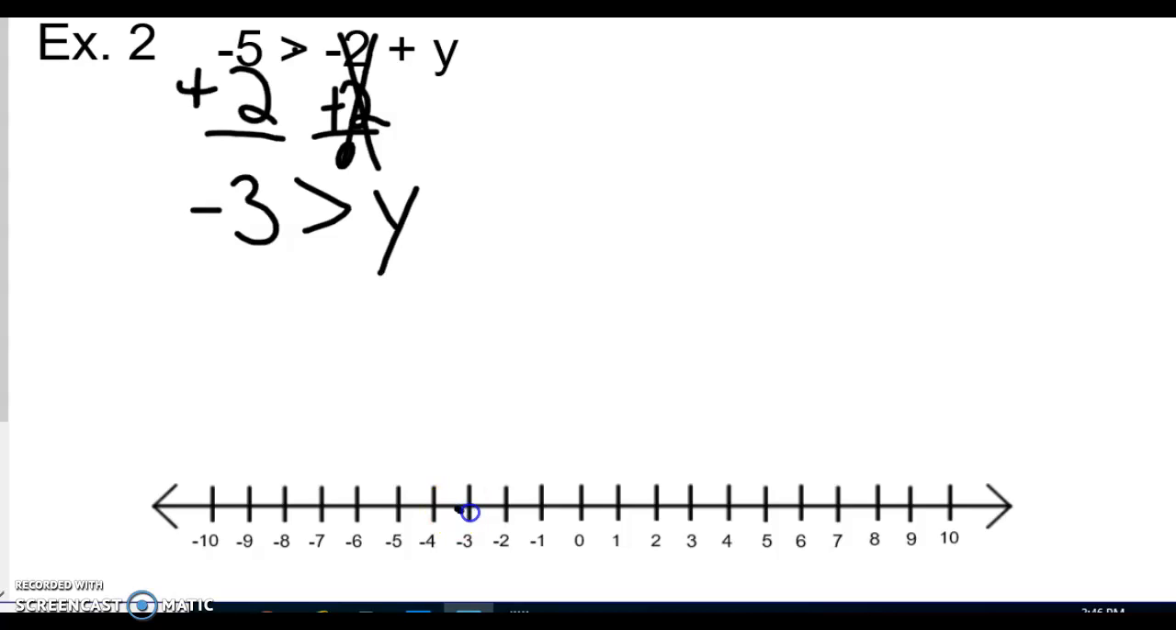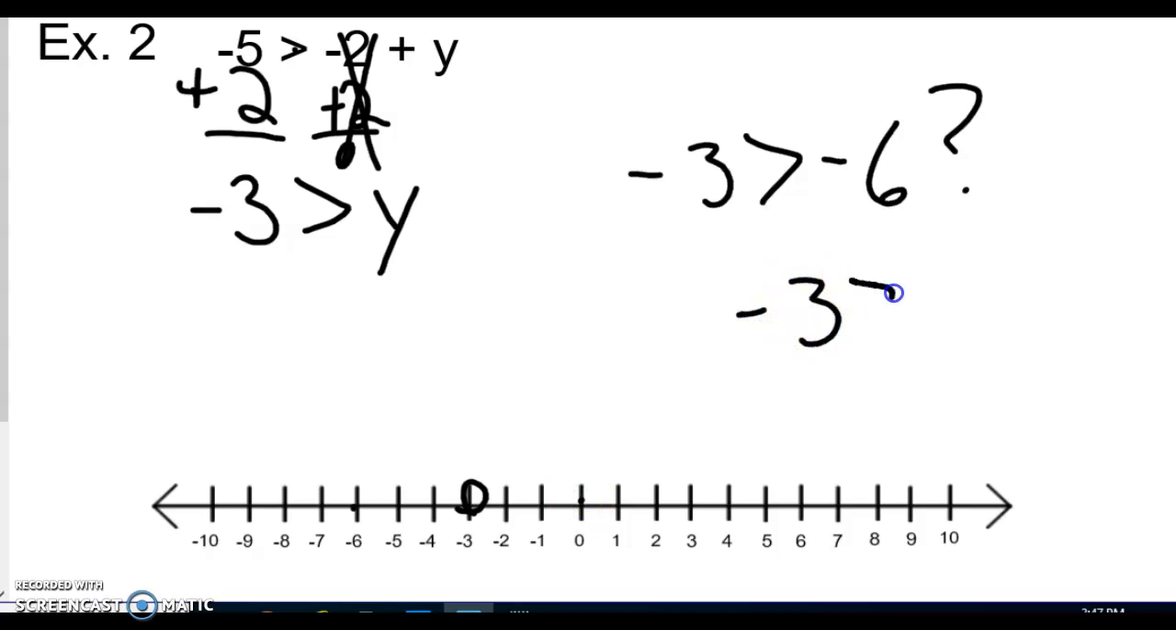So we have an open dot on negative 3. Negative 3 is greater than what numbers? Well, let's see here. We're going to test some points and see if they work. Is negative 3 greater than negative 6? Yes, it is. If I had picked a point on the other side, is negative 3 greater than 0? No, negative 3 is less than 0.